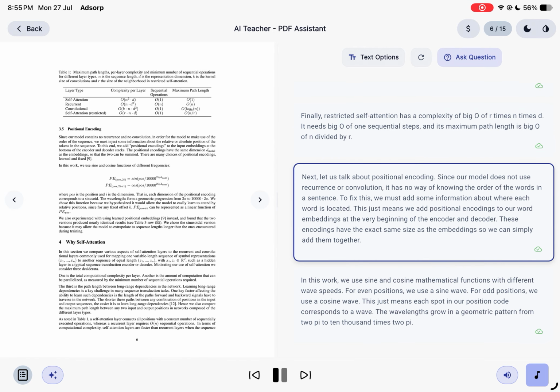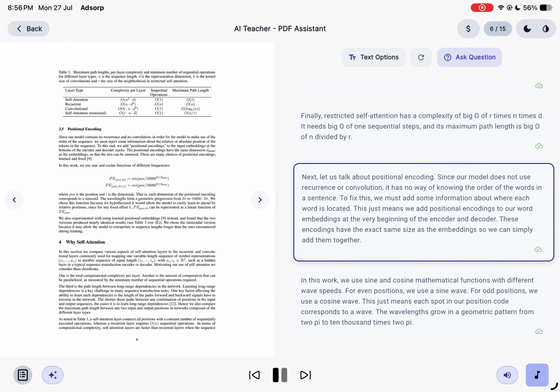Since our model does not use recurrence or convolution, it has no way of knowing the order of the words in a sentence. To fix this, we must add some information about where each word is located. This just means we add positional encodings to our word embeddings at the very beginning of the encoder and decoder. These encodings have the exact same size as the embeddings, so we can simply add them together.